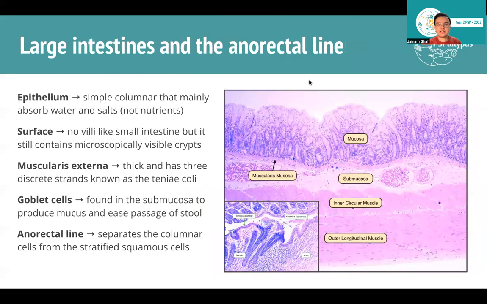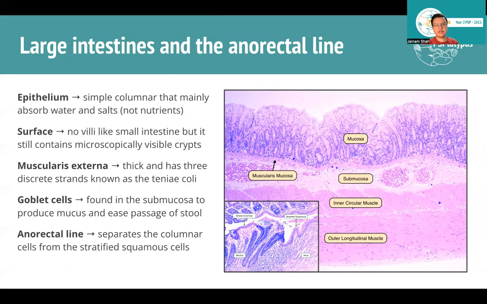Let's move on to the large intestines. As I said, again, they're simple columnar, but this time instead of nutrients, they absorb water and salts. On the surface, you don't have villi like you have with the small intestines, but you still have crypts. Again, not that relevant to know the kind of cells that you'd find in them, but it's just cool to see that there's a similar structure in the small and large intestines.